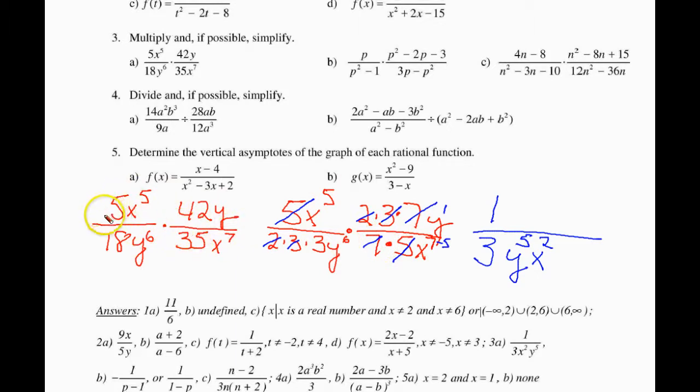Now, you could have done it this way. 5 goes into there once, 5 goes into there 7 times. 6 goes into there 3 times. 6 goes into there 7 times. So the 7's then cancel out, and there's where your 3 comes from. And then you're subtracting a 1, giving you y to the 5th. You're subtracting the 5, giving you x to the second. So you could have done it this way.